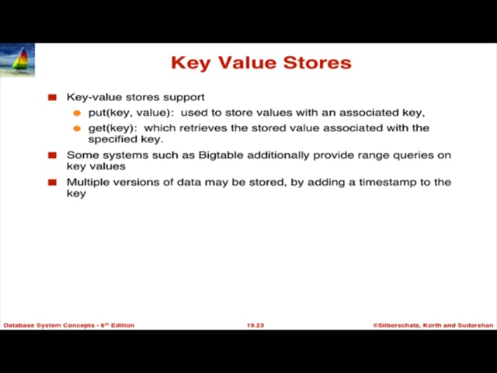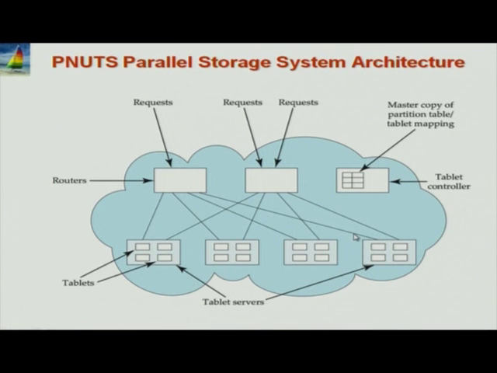So what is the key value store? As I said, you have two main operations, put a key with an associated value, get key, and then maybe range scans. And the system may store potentially multiple versions of data with a timestamp. Very simple interface. How is it implemented?